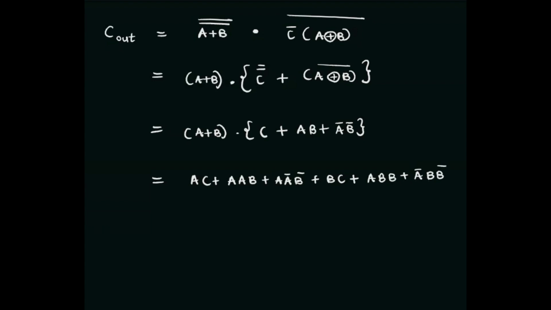Beautiful thing is A bar B bar will be cancelling each other out. Why? A bar is equal to 0. Similarly, B bar is equal to 0. We can cancel this also down. Now we have AAB and ABB. This is also AB. This is also AB. And AB plus AB is equal to AB. So AB plus AC plus BC. That's it. We have done the C out also.